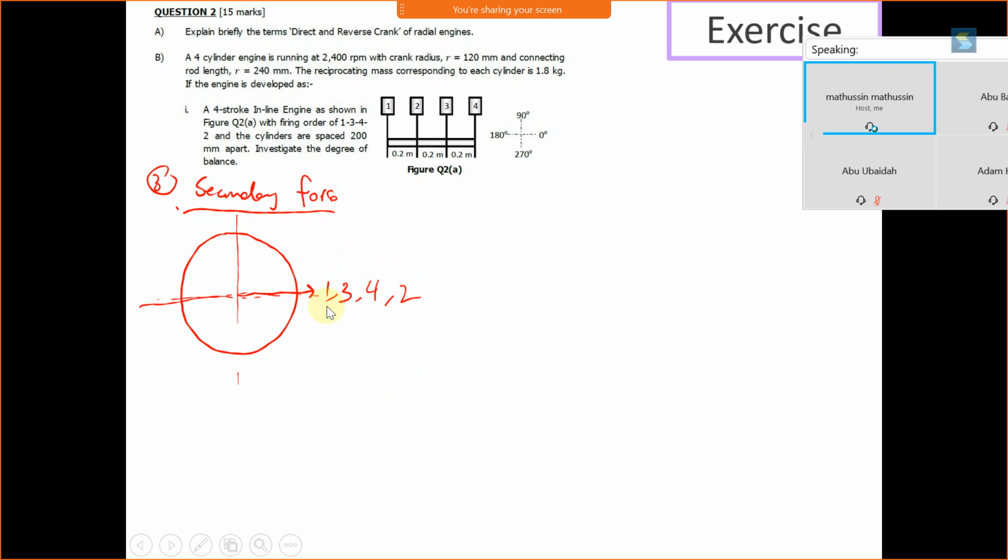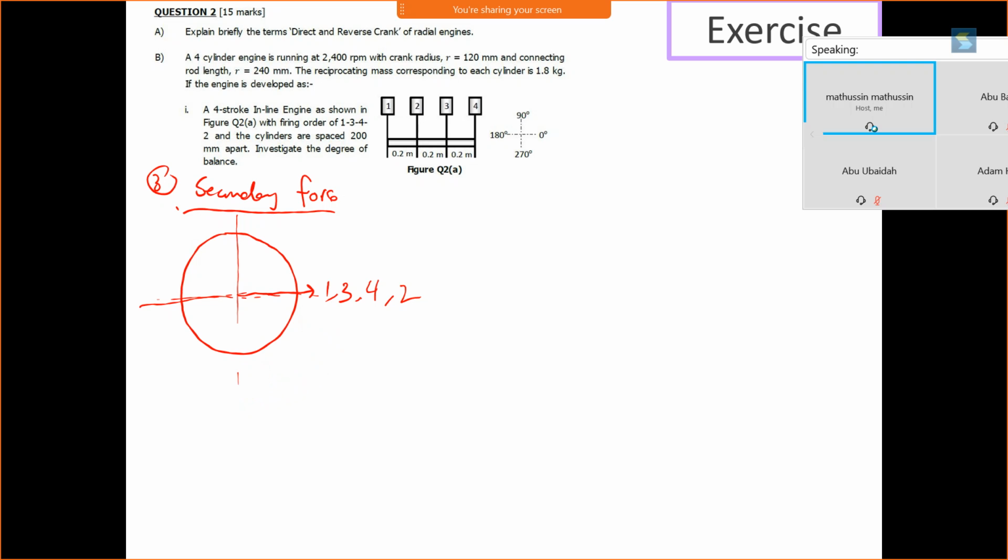bergantung kepada first place only, dekat sini saja. So there is no secondary force dekat other place. Alright, so this one we call as unbalanced secondary force. Then we need to find how many forces that we have for secondary force.